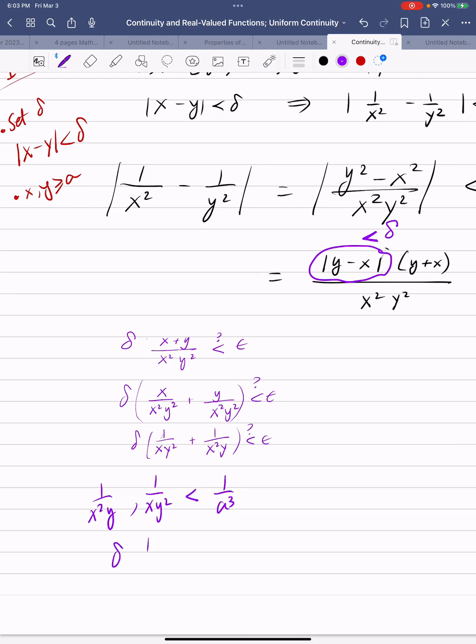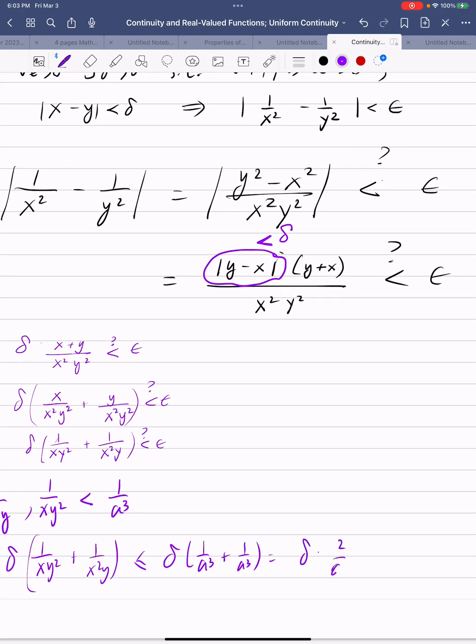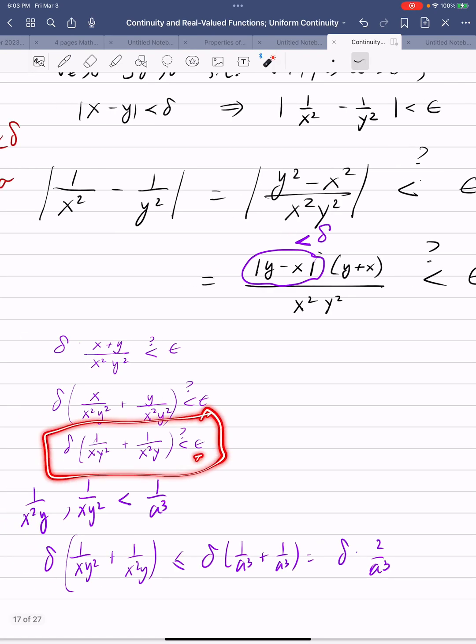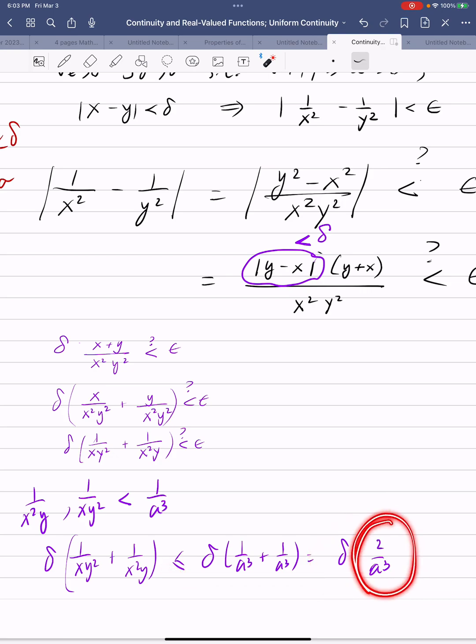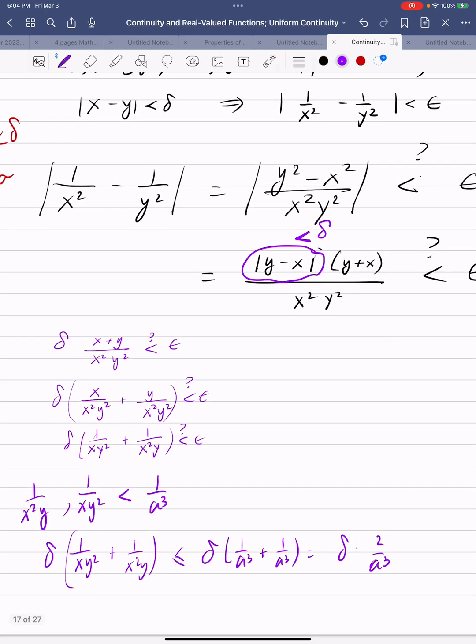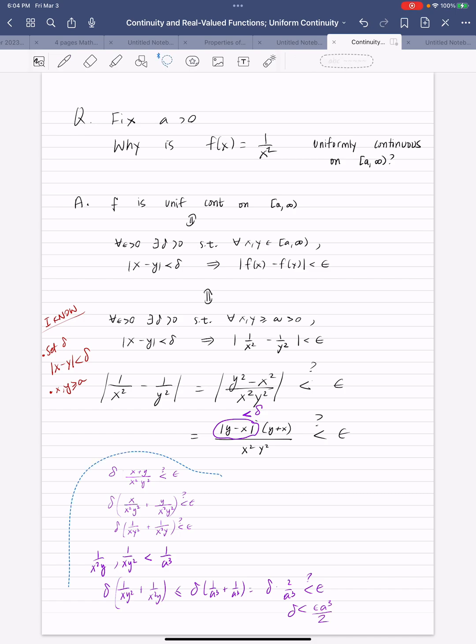So delta times (1 over x y squared plus 1 over x squared y) is always going to be less than or equal to delta times (1 over a cubed plus 1 over a cubed), which is delta times 2 over a cubed. So now I want this to be less than epsilon. I know that this is always less than or equal to this. So if I just make this less than epsilon over delta, then we're good. Does that make sense? Because then delta times that will be less than epsilon. So delta needs to be less than epsilon times a cubed over 2. So I figured out which delta works.